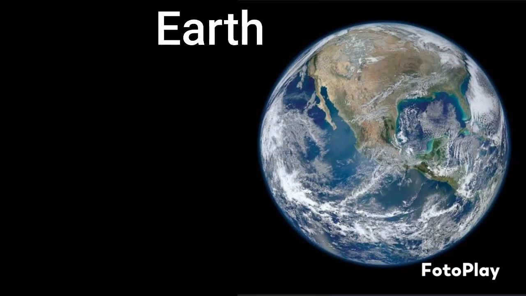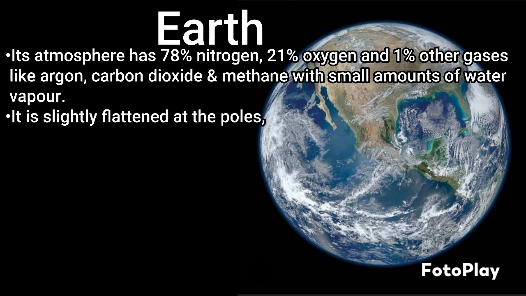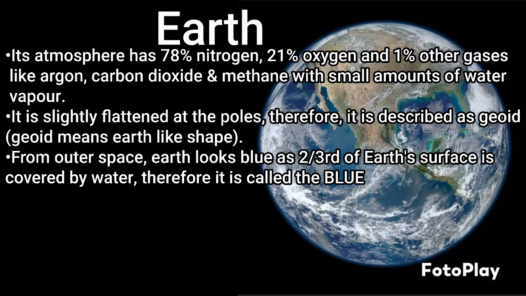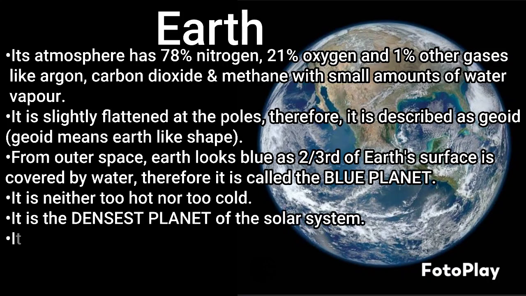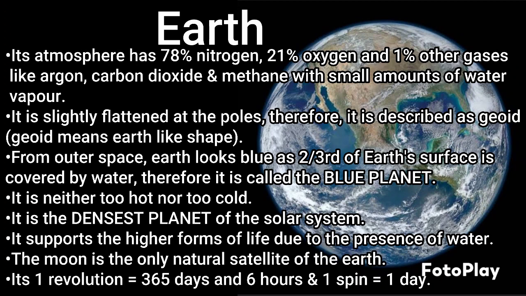Earth. Its atmosphere has 78% nitrogen, 21% oxygen, and 1% other gases like argon, carbon dioxide, and methane, with small amounts of water vapor. It is slightly flattened at the poles, therefore, it is described as geoid. Geoid means Earth-like shape. From outer space, Earth looks blue as 2/3 of Earth's surface is covered by water. Therefore, it is called the blue planet.